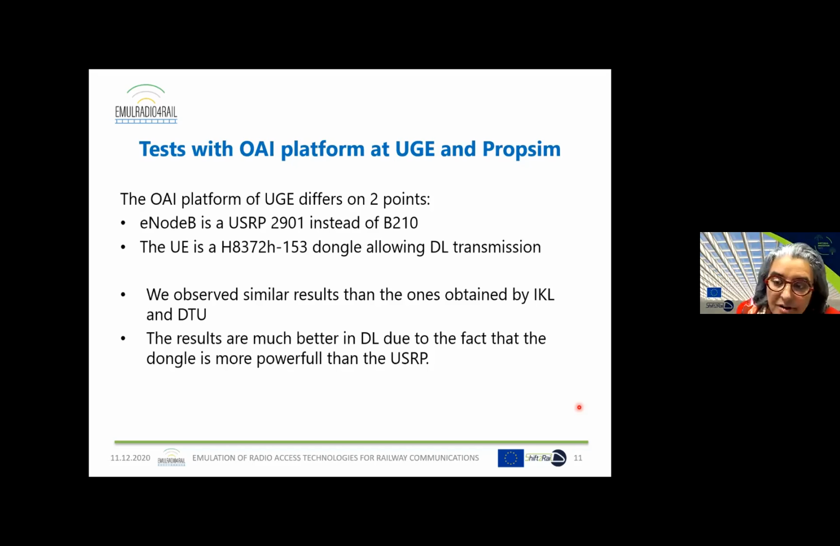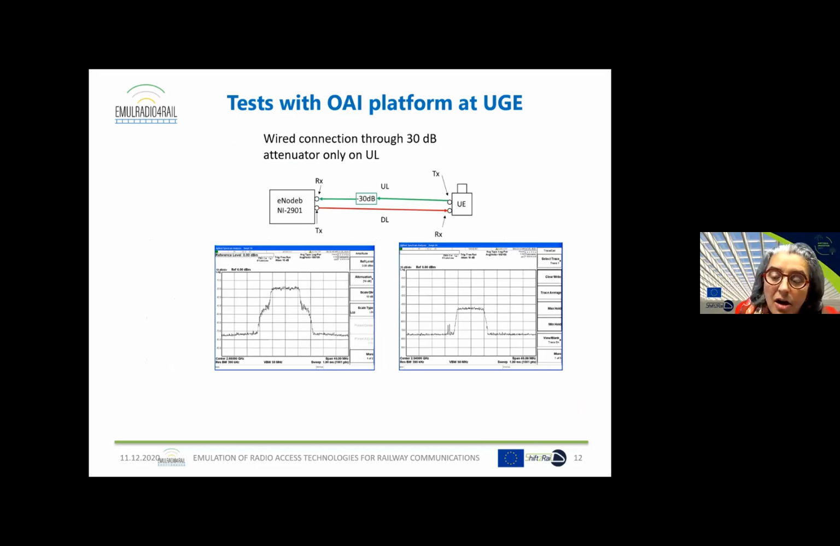And we observe sometimes some improvement, but more or less the same results. So next one. Just here to show the first configuration Raul spoke about, with the signal observed on uplink and downlink with two spectrum analyzers. Next.